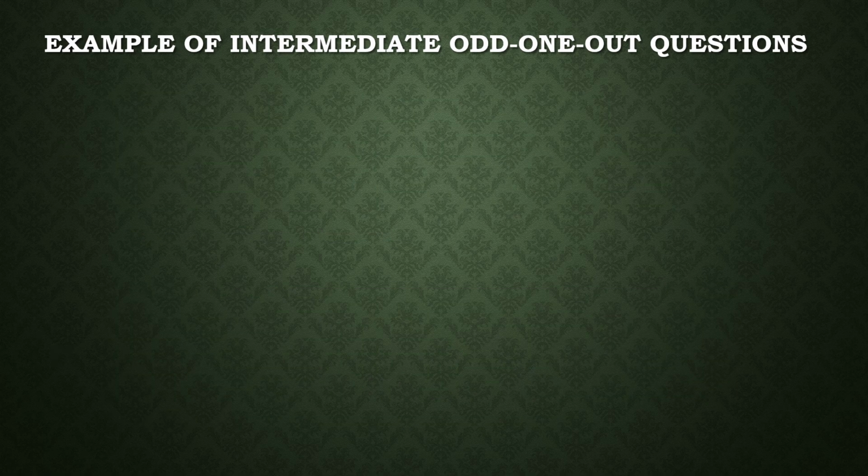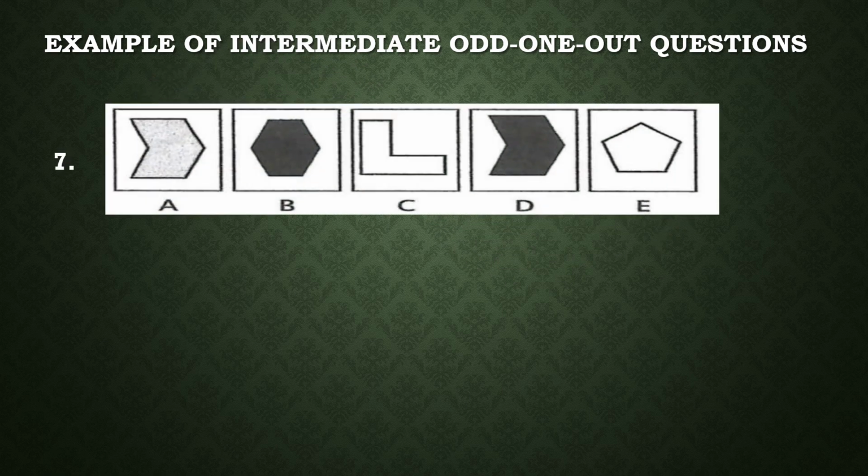Now let's have a look at another example in intermediate level. So if we see question number 7, we do see all different shapes and some of them are dark shaded and some of them are light shaded and some of them are having no shading. So based on that, we cannot identify the odd one out here. So what could be another clue?